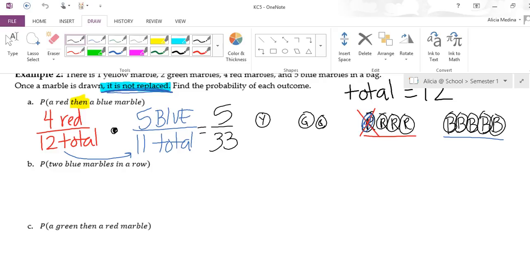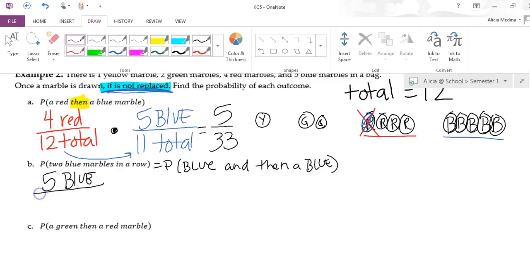What is the probability of picking 2 blue marbles in a row? So what does this mean? This means the probability of blue and then another blue. All right, so when we first pick a blue, how many do we have? We have 5 blue over our 12 total. And then the word then means multiply. And now how many blues are left?